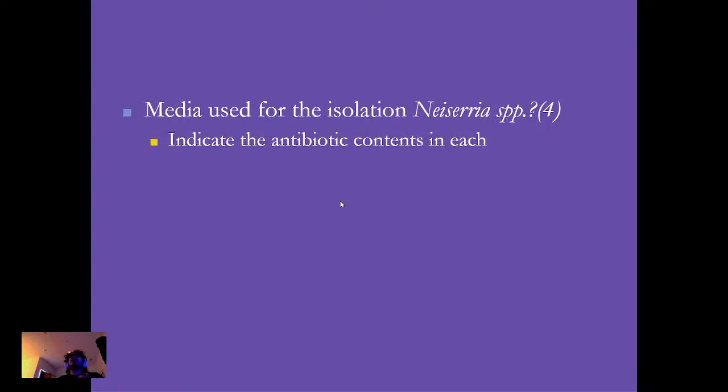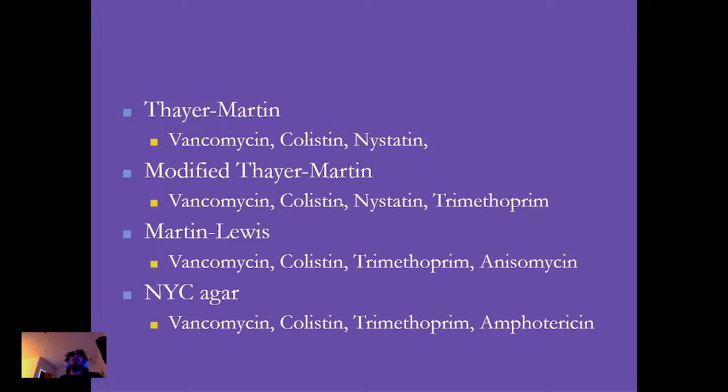Now, we're culturing the organism. We talked about the disease and everything else, the transmission and symptomology. Now, we're going to go with the lab work that is used for us. So, media used for the isolation of Neisseria species, there's 4, but you can use only one of them, and there are antibiotics in each of them. Let's go one by one with Thayer-Martin, modified Thayer-Martin, Martin-Lewis, and the New York City agar.